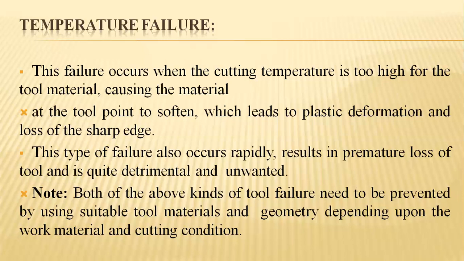Both kinds of failure need to be prevented by using suitable materials, that is, replacing the tool with similar kinds of materials by maintaining similar geometry. That geometry also relates to the work part. Regarding the work part, the geometrical specifications are directly proportional to the tool monitoring over the specimen. Hence, this geometry depends upon the work material and even the cutting conditions, which we call the cutting parameters. Cutting parameters means speed, feed rate, and depth of cut.